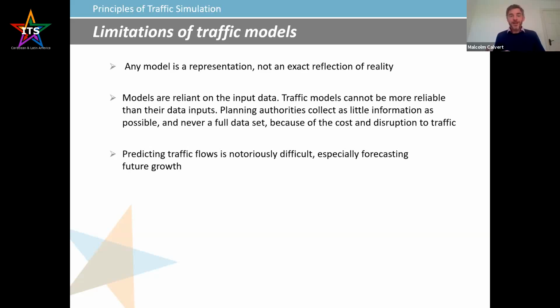And oftentimes, planning authorities or those who are setting the budgets for these, they want to collect as little as possible because it can be costly and it can cause disruption. So it's a challenge for modelers to use the data set that they've got to try and create as good a model as they can.